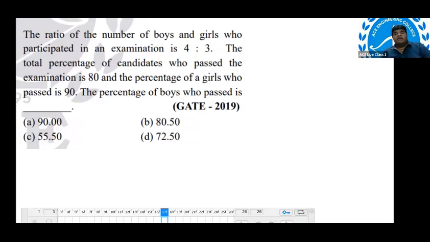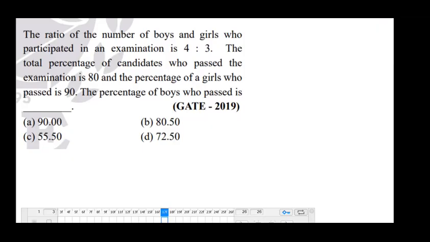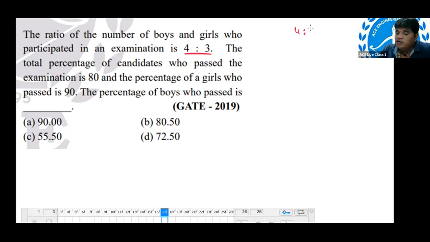Girish, if you don't mind, read the question and give me the information and solve. The ratio of number of boys and girls who participated in an examination is 4:3. So 4:3 means immediately you can take 4x and 3x. You can take x as any number, your wish. Suppose I take x is equal to 10. Let x is equal to 10. So boys 40 and girls 30.